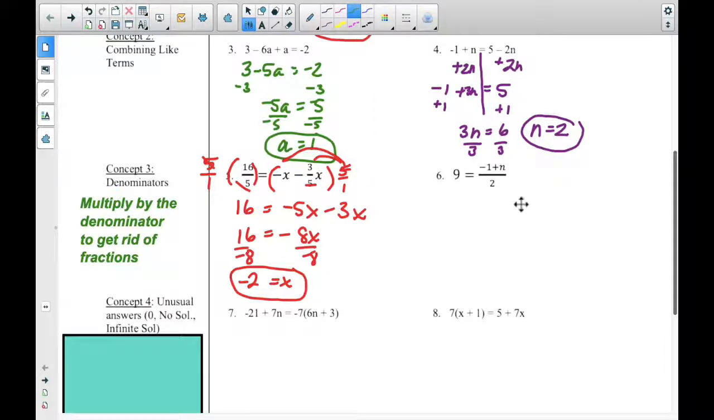Number 6, similar deal. You have a 2. Let's get rid of the 2 by multiplying both sides by 2, or 2 over 1. It means the same thing. So on the left, I have an 18, and on the right, this 2 and this 2 cancel each other out, and I get a negative 1 plus n. I'm going to add that 1 to the other side, and I get n equals 19.